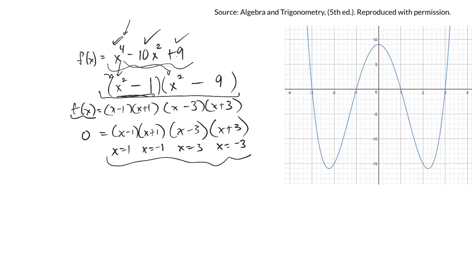So now to graph that, I just have to find those points. So there's 1 and minus 1, 3 and minus 3, and I know since it's an even degree graph with a positive leading coefficient that it starts high and ends high, and it has 3 bumps in it, 1, 2, 3, and it has a y-intercept of 9 right there.